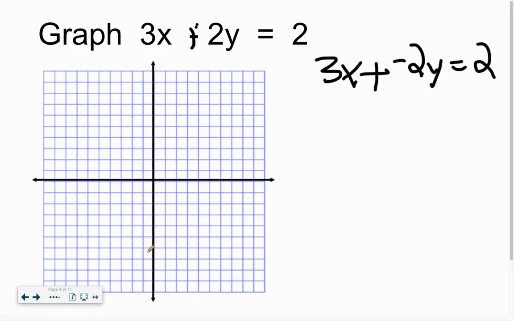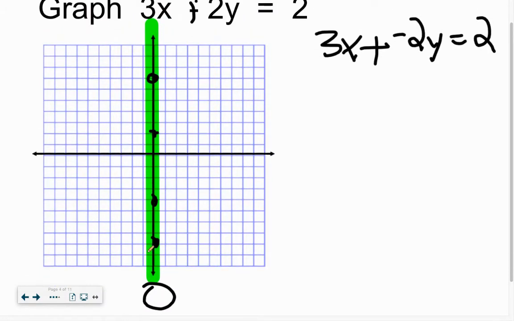Now what we'll end up doing is we're going to graph the y-intercept and we're going to graph the x-intercept. Remember, any point on this line, here, here, here, here, the x value on all those coordinates is going to be 0. So what we do is we just plug in zeros to these equations and graph. So if I want to find the y-intercept, I'm going to plug a 0 in for the x.